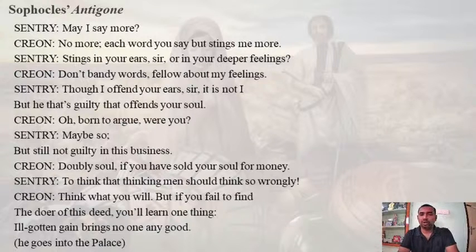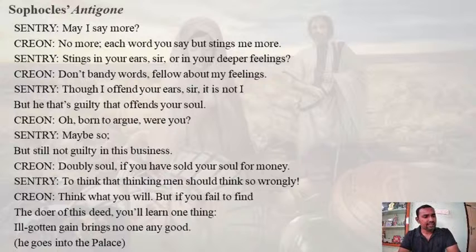Creon, oh, born to argue, were you? Sentry, maybe so, but still not guilty in this business. So please understand that I am not guilty. I haven't done this act. It's someone else. So you must actually punish that person. Creon, doubly so, if you have sold your soul for money. So I will punish you as well as the person who committed it if you have sold your soul for money. If you have done this for money.